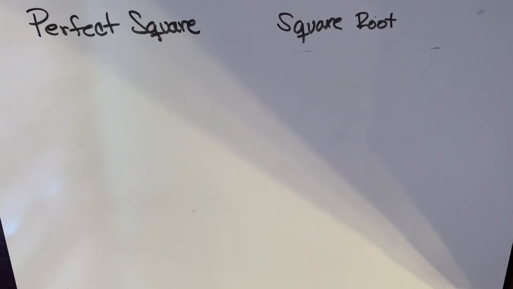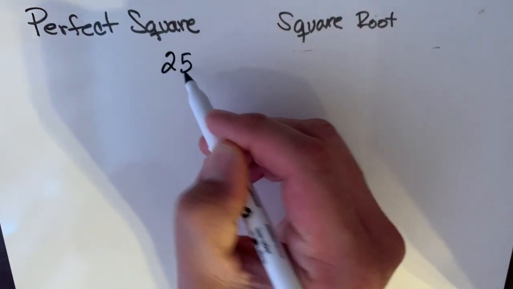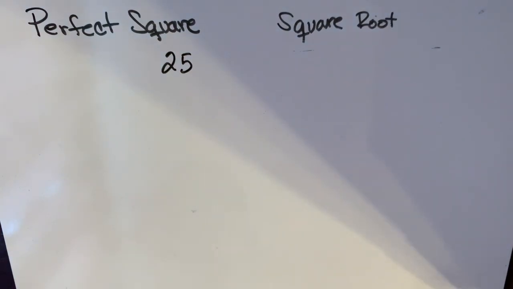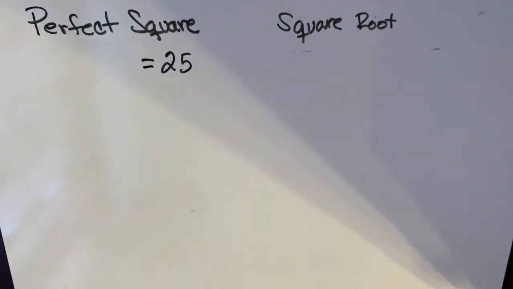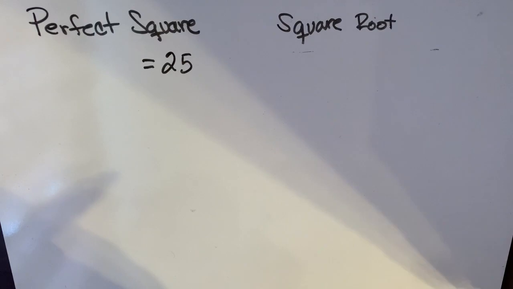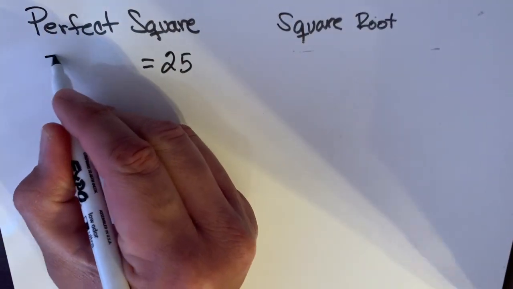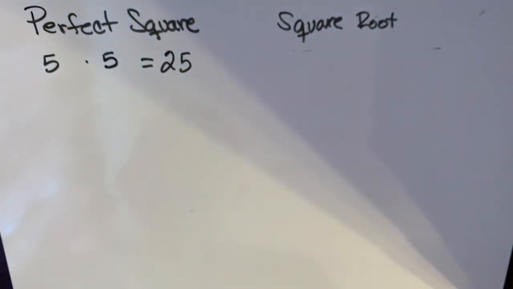So a perfect square is a number like 25. The reason 25 is a perfect square is because if I take a number and multiply that number times itself, I'm going to get 25. So think of a number that you multiply times itself to get 25. That number should be 5. 5 times itself gets me 25.